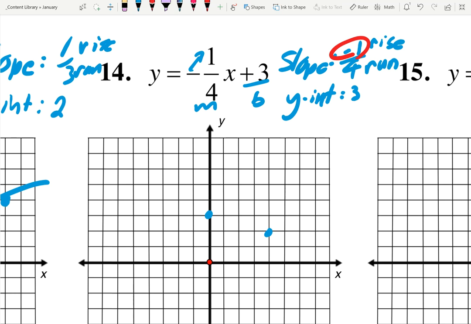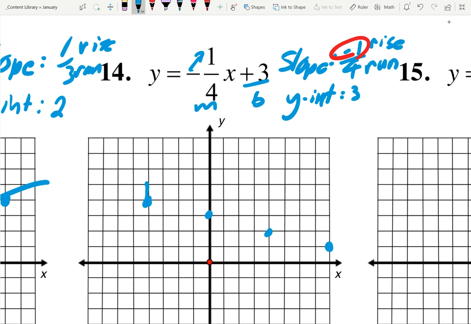Okay, and we'll do it again. We'll go down 1 because our rise is negative 1, and then right 1, 2, 3, 4. Puts our next point here. Now I've run out of room on the right, so I'm going to do everything backwards to go to the left. Instead of down 1 and right 4, I'll go up 1 and left 4. Up 1, left 4, puts our point here.